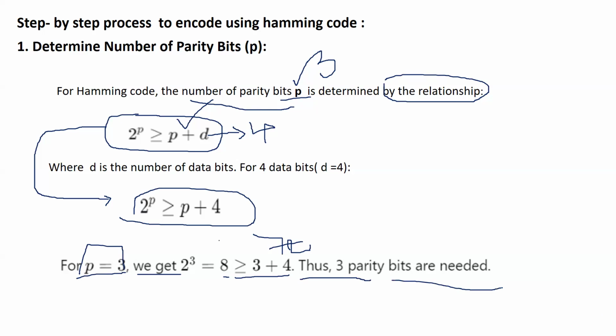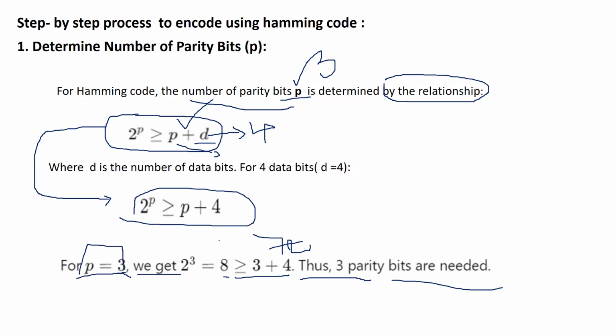Okay, now you got the clarity. First, we have to determine the number of parity bits based on this particular relationship. In this relationship, D is nothing but the data bits, how many data bits we have. From the data bits, we have to find out the actual parity bit numbers. We can directly say, let's say it's 7 comma 4, 7 minus 4 is nothing but 3. 3 parity bits are going to be added.